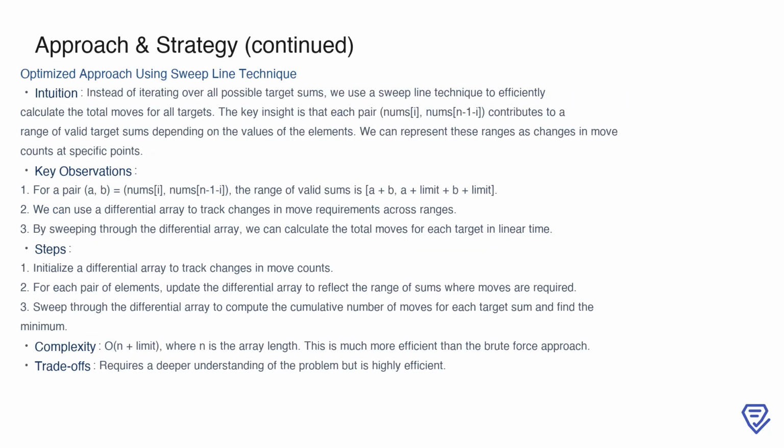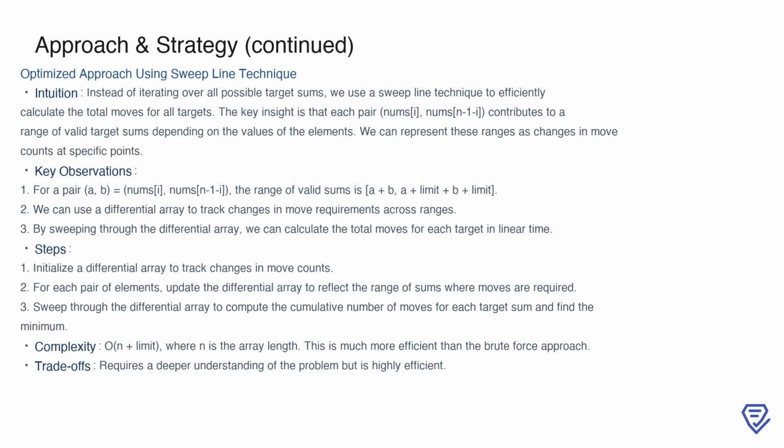To address the inefficiency of the brute force approach, we turn to an optimized method using the sweepline technique. The key idea here is to avoid iterating over every possible target sum and instead focus on efficiently calculating move requirements across all potential targets. For each pair, nums[i] and nums[n-1-i], there is a specific range of target sums that can be achieved with minimal moves.